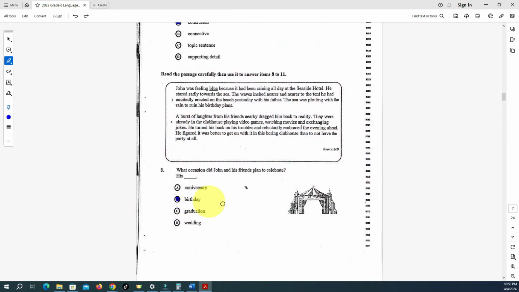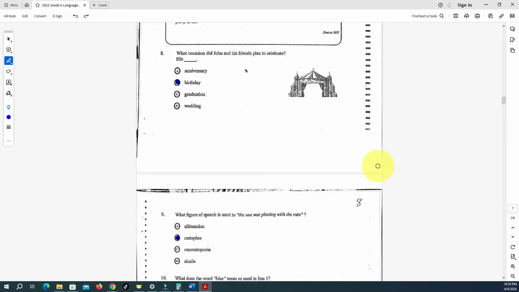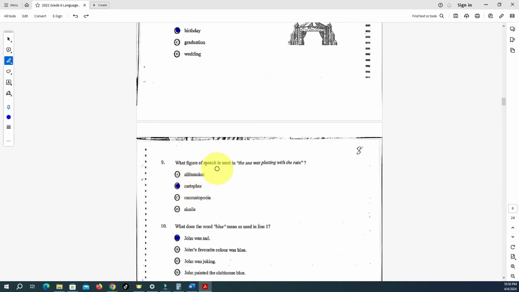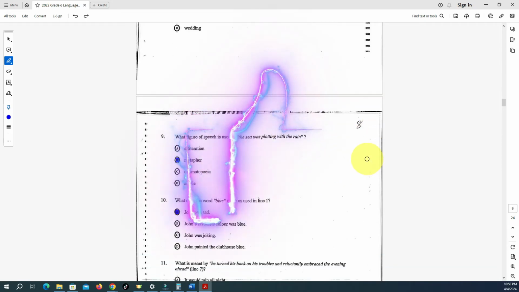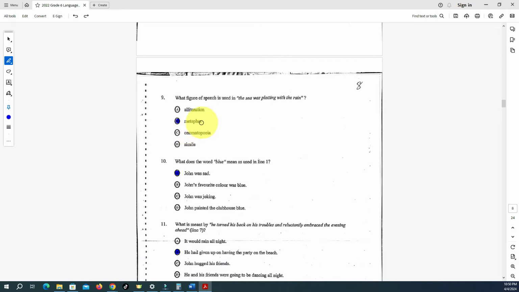Okay, so what occasion did John and his friends plan to celebrate? His birthday, of course. Okay, that's what I got from that. All right, what figure of speech is used in "the sea was plotting with the rain"? Metaphor. The sea can't really plot with the rain, right? So it must be a metaphor.